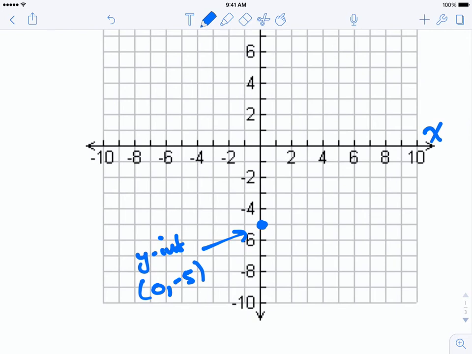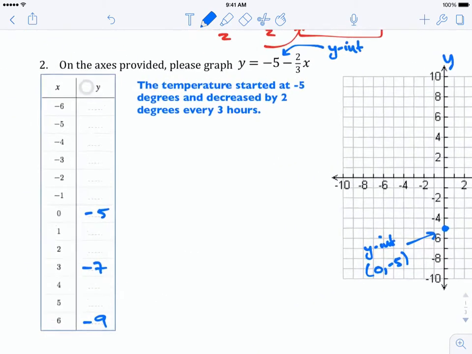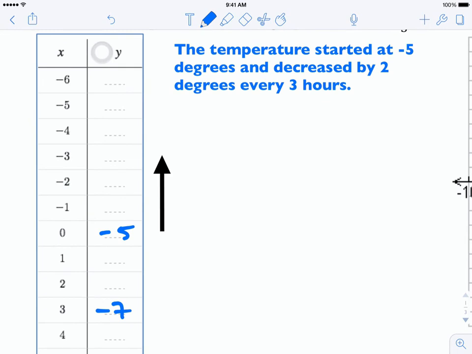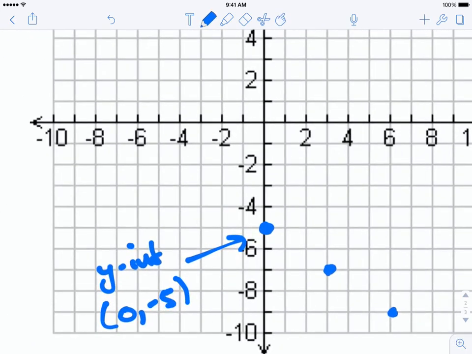Amazing. And now we have the other 2 points, (3, -7). So that's where we'll go for that one. Awesome. And then we had the point (6, -9). Amazing. I'm sure we could extrapolate from here. We know we're dealing with a linear equation, so it's going to have a linear graph. But we can go ahead and extrapolate here as well. If we go back 3 hours, we should have the temperature go up to -3 degrees, back 3 more hours, up to -1 degree. Let's go ahead and put that on our graph.